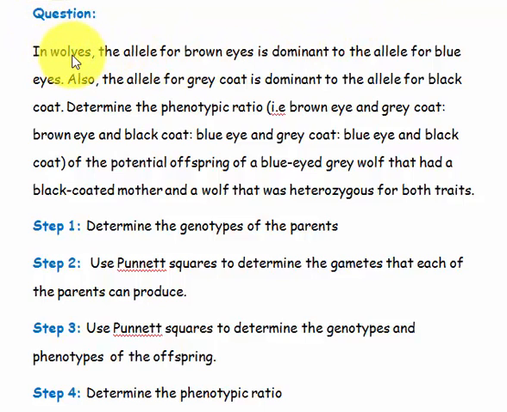Question. In wolves, the allele for brown eyes is dominant to the allele for blue eyes. Also, the allele for gray coat is dominant to the allele for black coat. Determine the phenotypic ratio of the potential offspring of a blue-eyed gray wolf that had a black-coated mother and a wolf that was heterozygous for both traits. Now, there are 4 steps to solve this question.